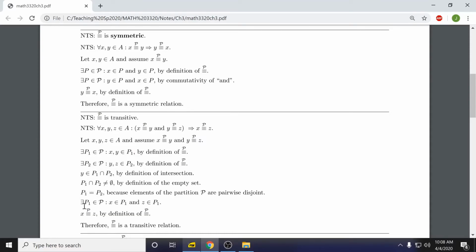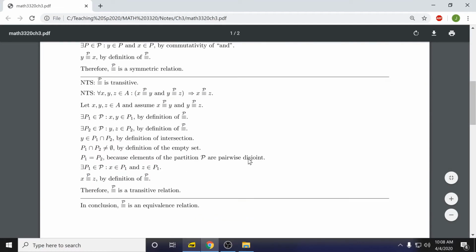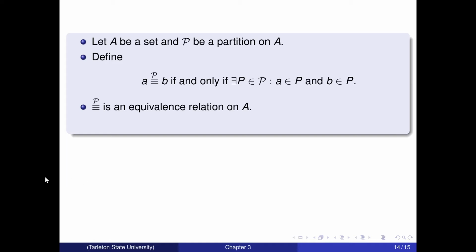So what we can say now is that there exists a P1 in script P, such that X is in P1 and Z is in P1, but that means that X is related to Z by this relation. That's the definition. And so we are done now. We have shown that this relation is transitive. And so the overall conclusion, this relation is reflexive, symmetric, and transitive, and therefore this is an equivalence relation. Okay, well, let's get back to our slides and see what else we can say about this relation.